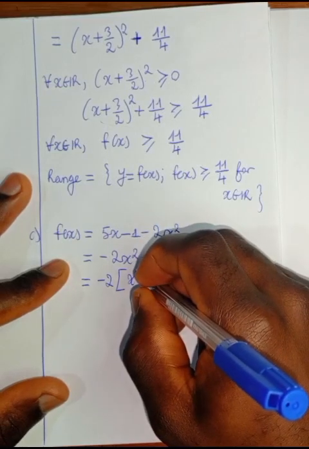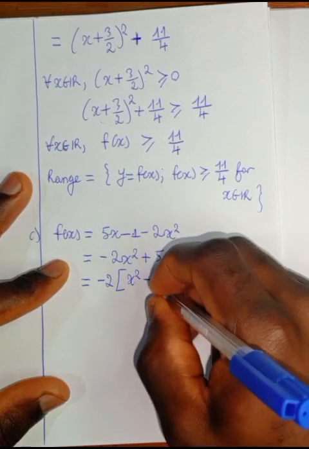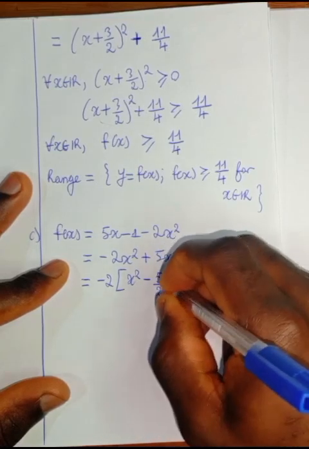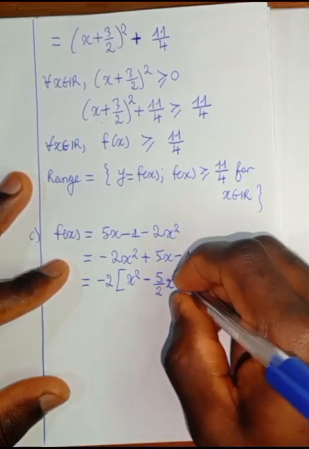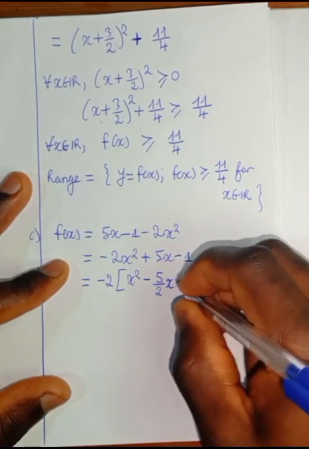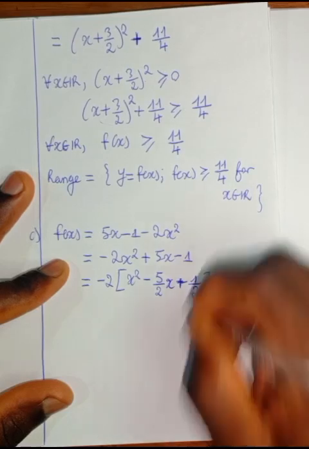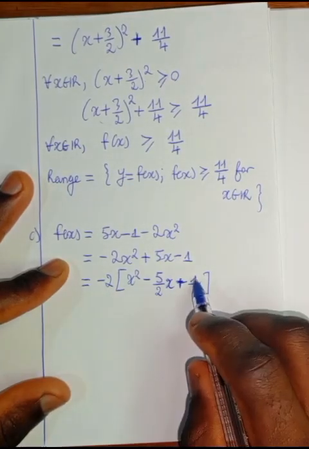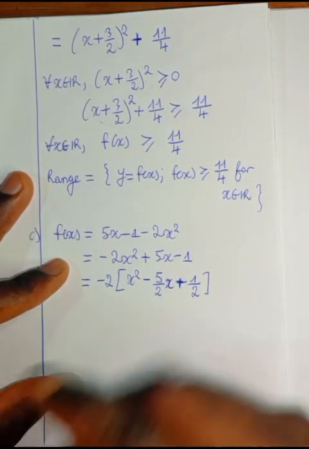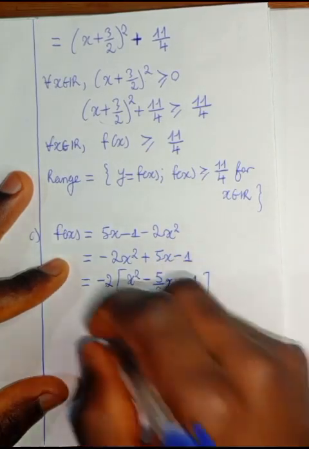We know negative becomes positive, times 5/2 x, plus negative over negative gives us positive, plus we have, close the bracket. We know negative 2 times here gives us negative 1. Now we can apply the gymnastics of completing the square here.